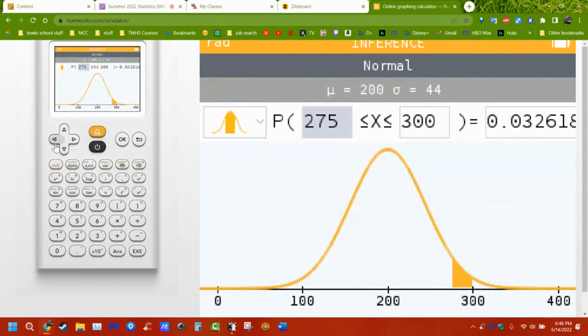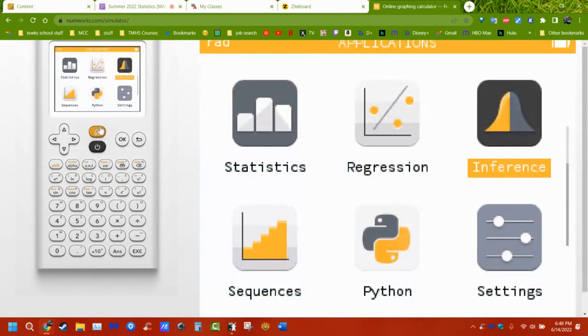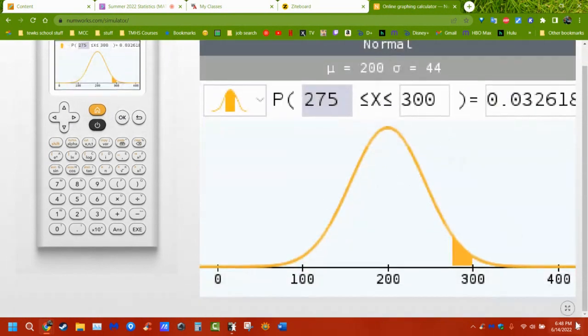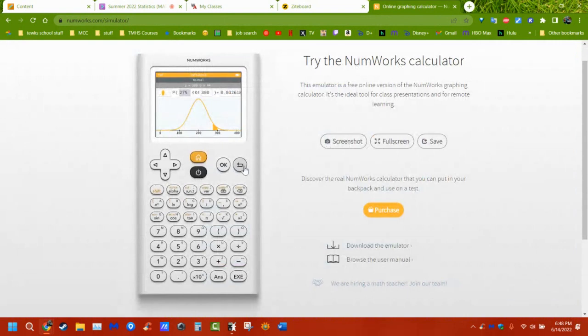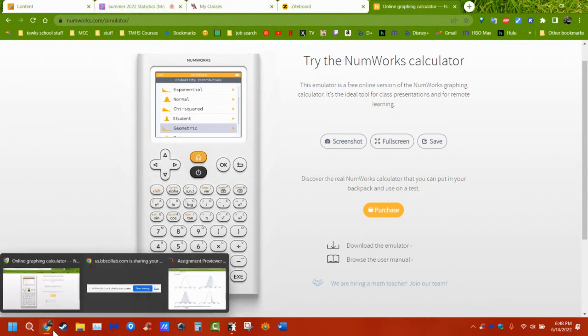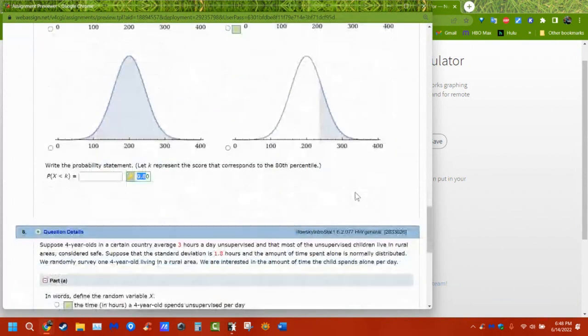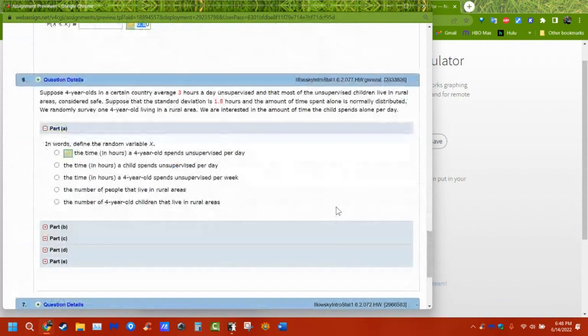Inference. How do I? Oh, I need to get back. Oh, return. Yeah. Oh, does it have a T? Yeah, it has student T as well. Okay. So it has a lot of the stuff that we would use. So at least I know that works. And it's kind of cool that it gives the graph. So maybe I'll have to start using this as a tool and not use the TI-83 anymore. I can teach people this.